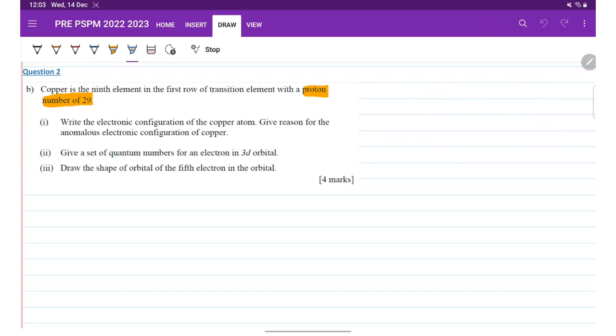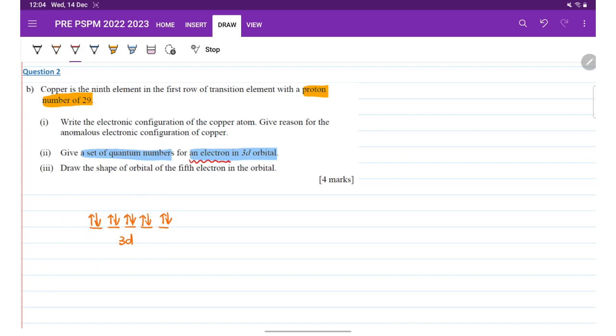Give a set of quantum numbers for an electron in 3D orbital. So here we only need one electron in the 3D orbital. So as you remember earlier, we have the 3D orbital for copper. So this is the 3D orbital. We know earlier that all the orbitals in 3D are completely filled for copper. So we are asked to write one set of quantum numbers for an electron inside the 3D orbital.